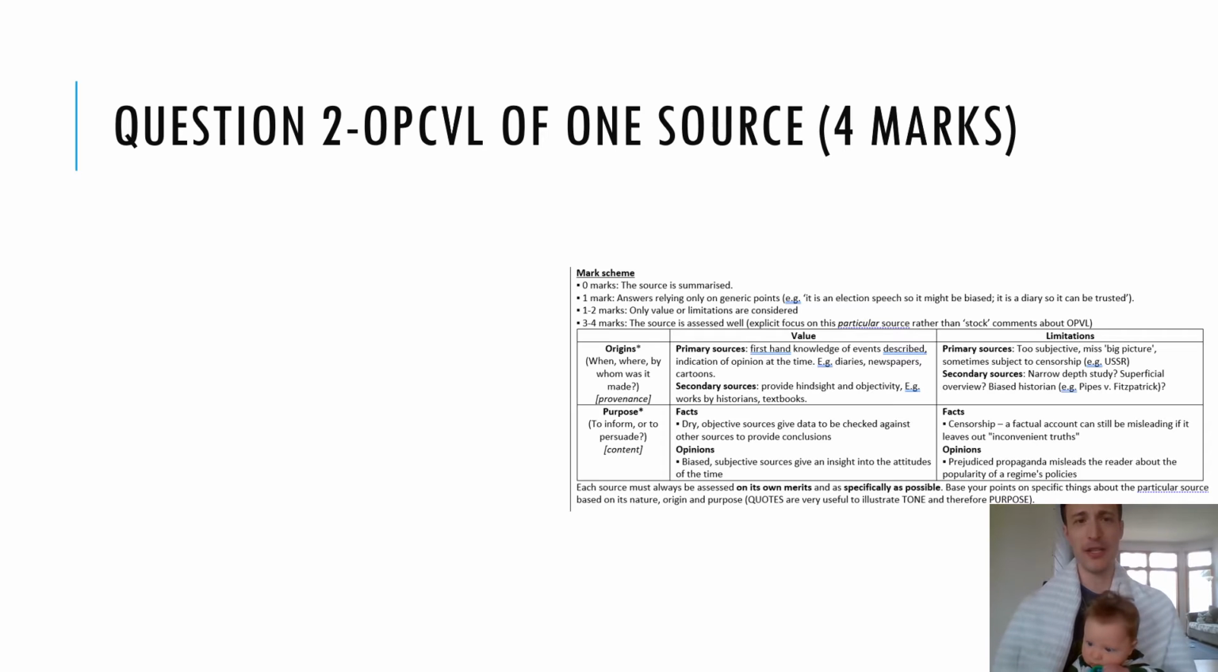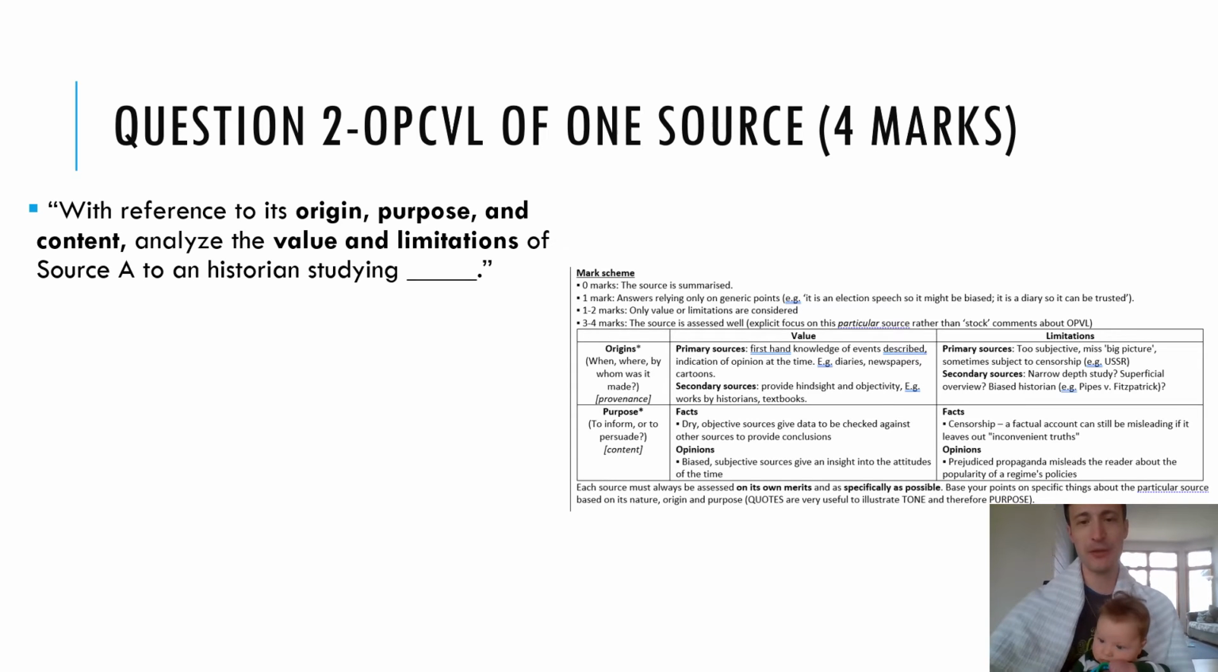Question 2 is an OPCVL, an origin, purpose, content, value, limitation of one source, 4 marks. Look at that, 4 marks. That means that it's fewer marks than question 1. Okay, do well on question 1 so that you don't have to worry so much about this one, even though we've been working on this for God knows how long.